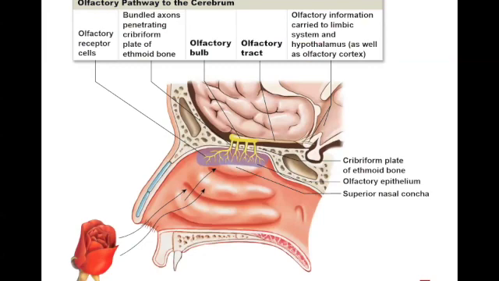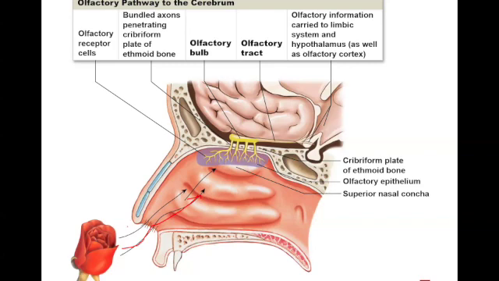Okay, so here's a nice cross section of the nose and the nasal cavity and a little bit of the brain. A lot to digest here, so let's break it down and discuss what we're looking at. Valentine's Day is right around the corner, isn't it? Nice little rose here.